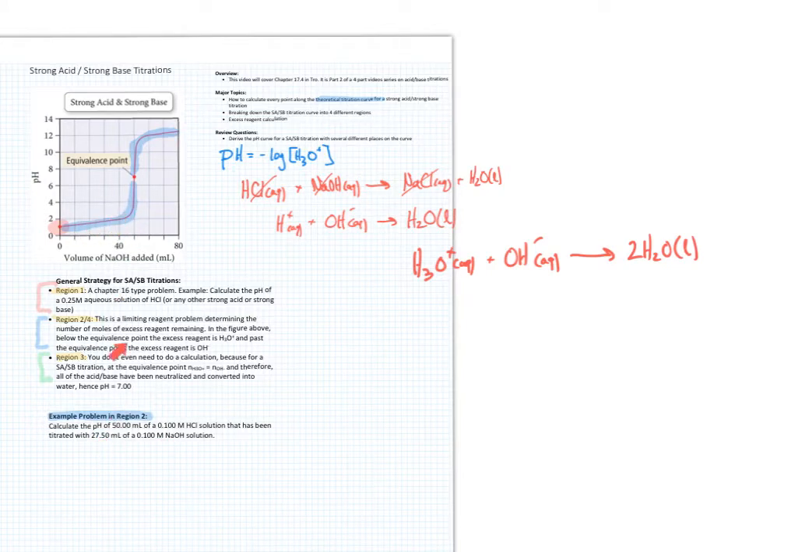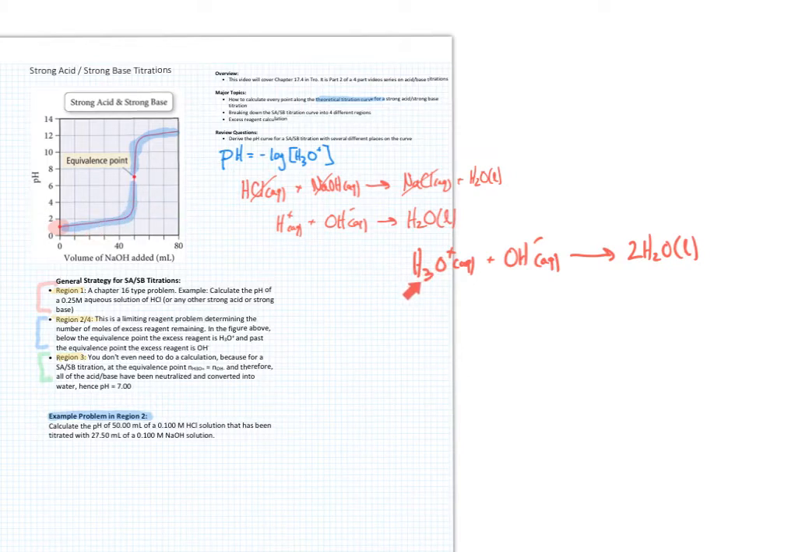If we were at the equivalence point, you could do a calculation back from Gen Chem 1 where you could calculate how much volume it takes to get to the equivalence point, but we're not there yet. Okay, so this problem is somewhere in this blue region, this region 2. So here's how we attack this problem.